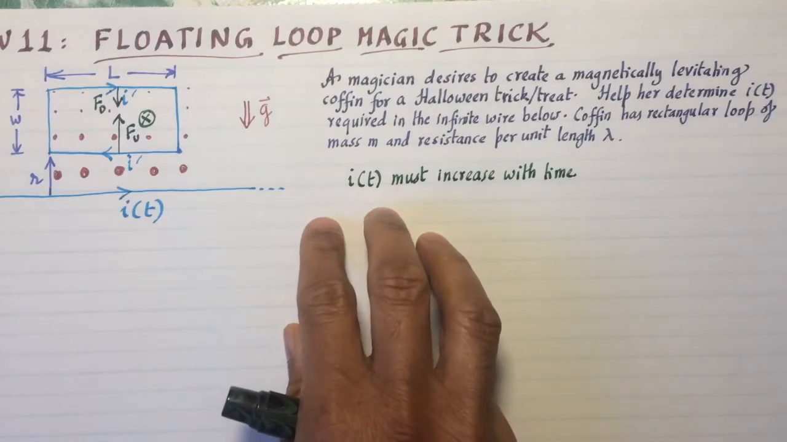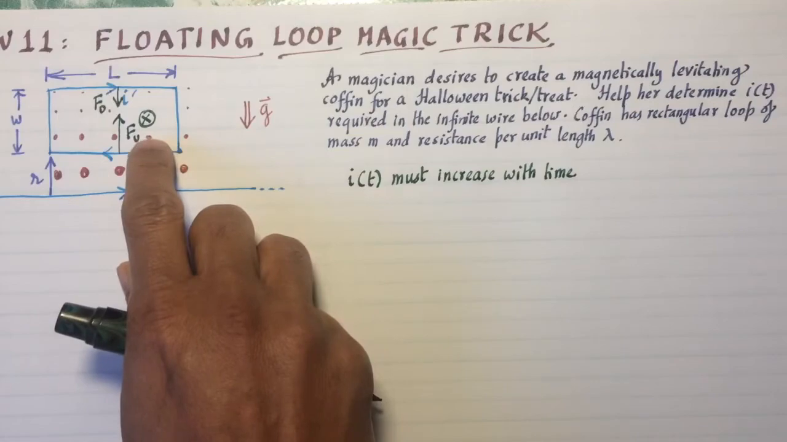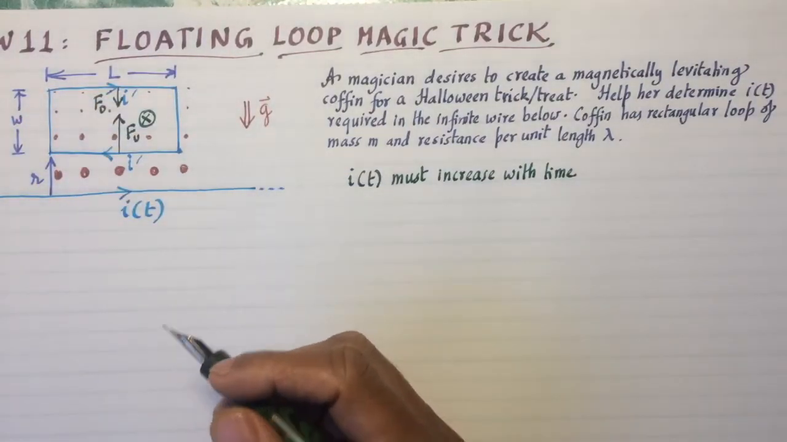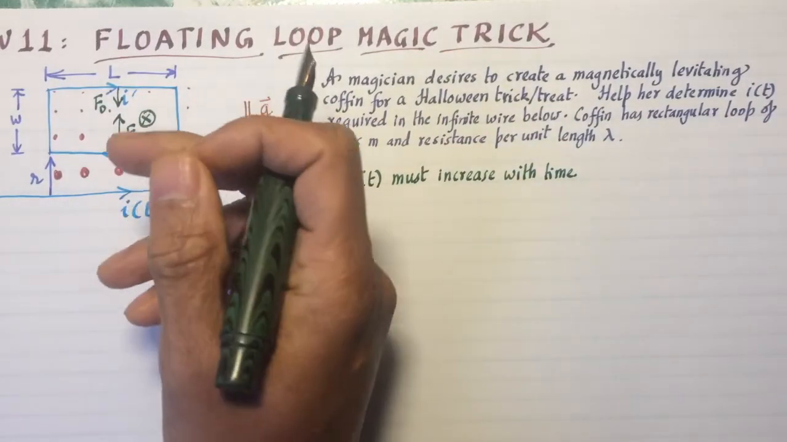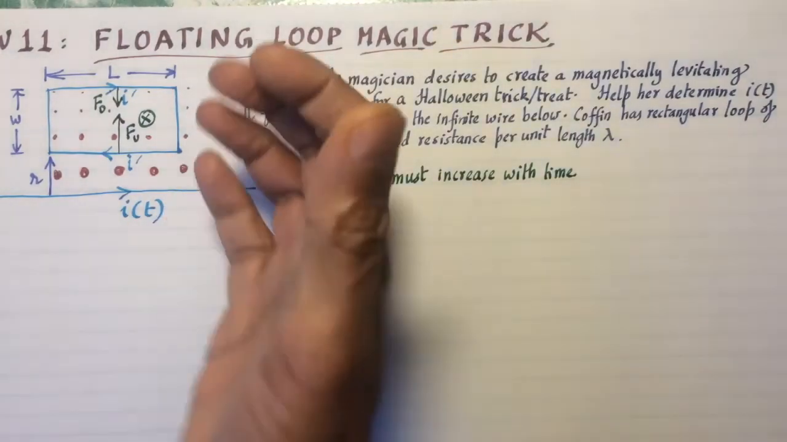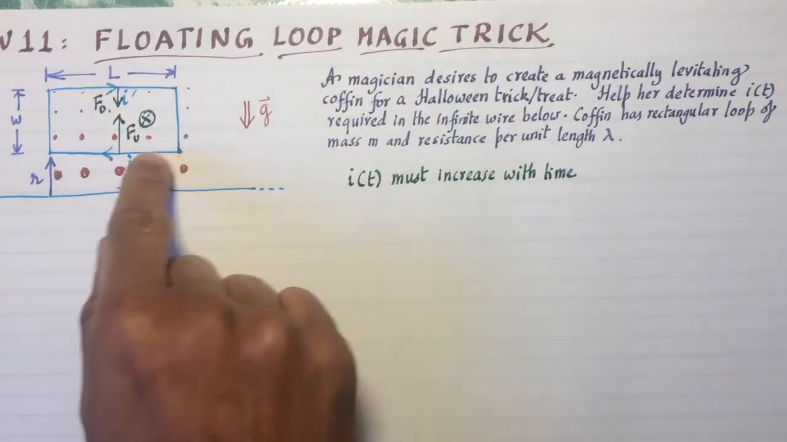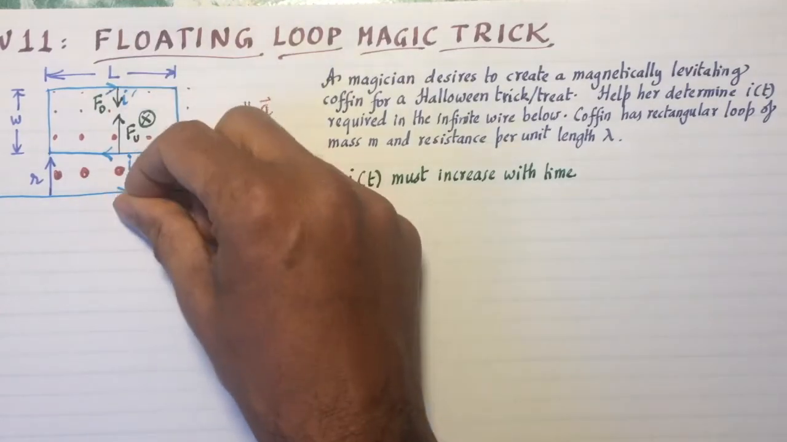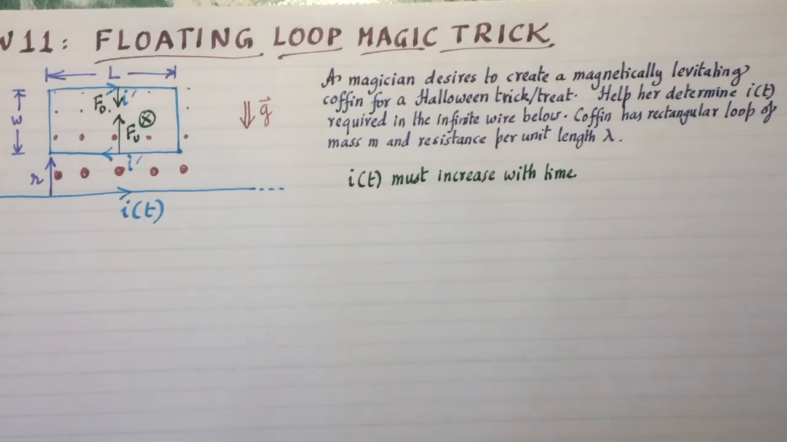If it decreases with time, let's try the opposite. If it decreases with time, then these magnetic field lines coming out of the page will actually be smaller. And so this loop will be motivated to create more field outside the page, and that would require a current in the other direction, in this direction. But that current would make these two like currents, and like currents attract. So this loop is never going to float. It's going to collapse right into the wire. So the only conclusion we have is I of t must increase with time.